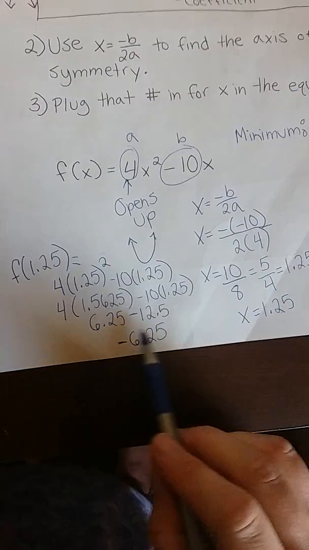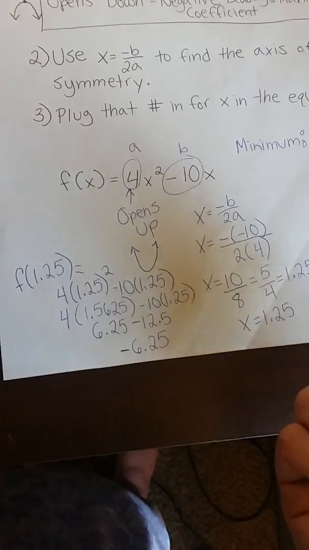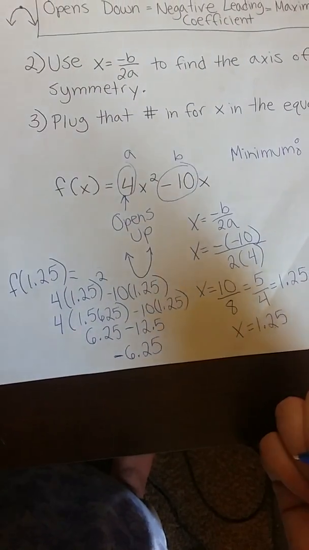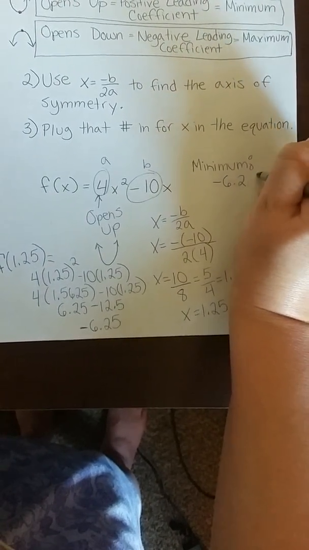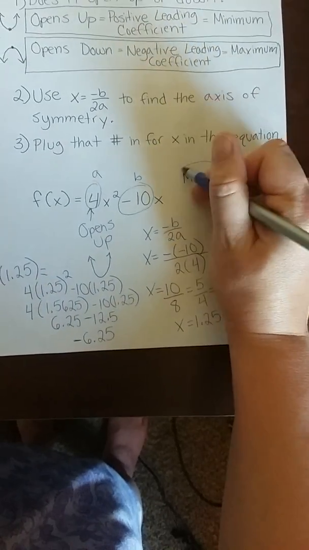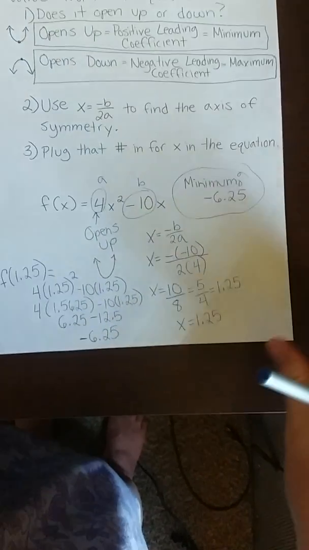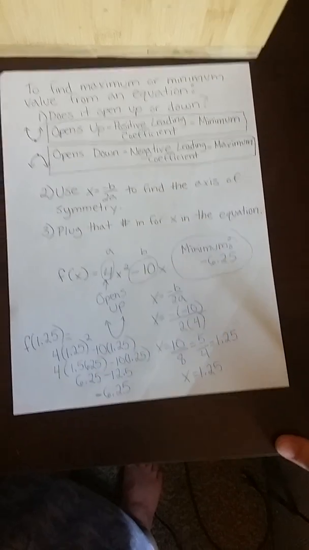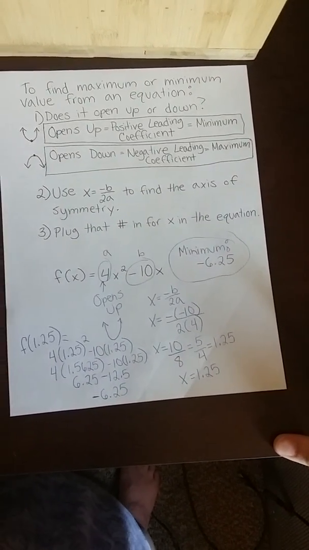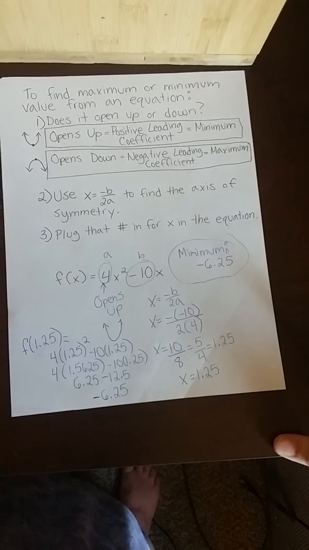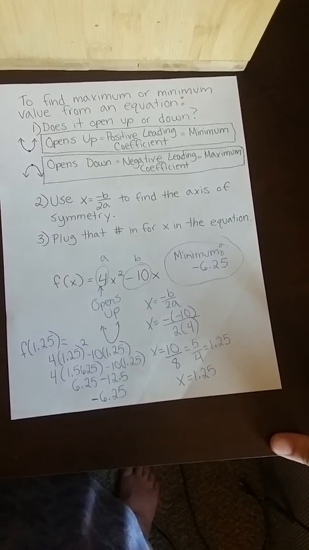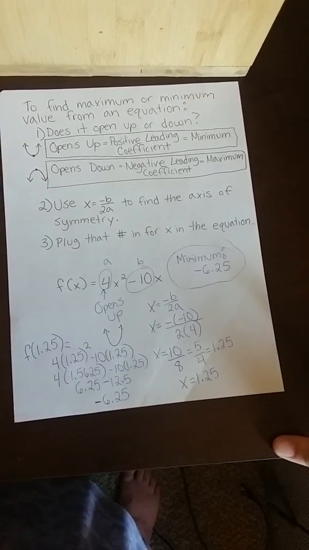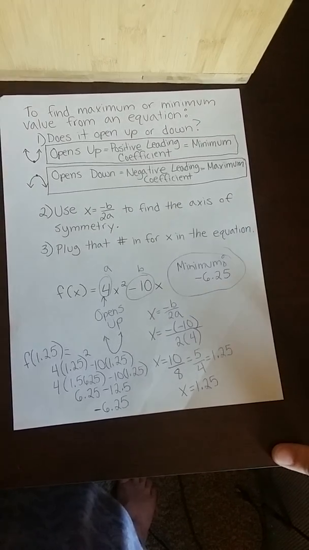This number won't always match this number, it just happens to in this problem. So my minimum value here, if I go back up here, my minimum is negative 6.25. And that's how you find a minimum value without having to graph it. Again, you follow the steps, determine if it opens up or down, so that you know if it's a maximum or a minimum. Then you use the formula for axis of symmetry, and then you plug that in for x and solve it to find the maximum or the minimum value.